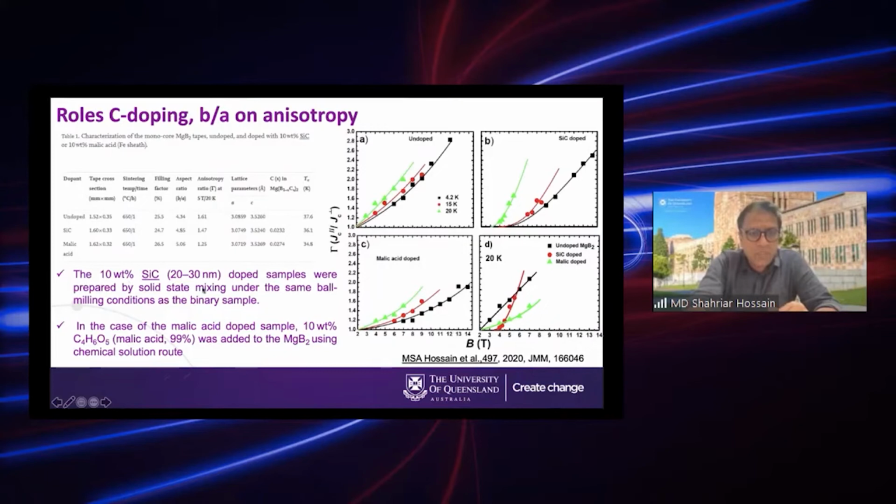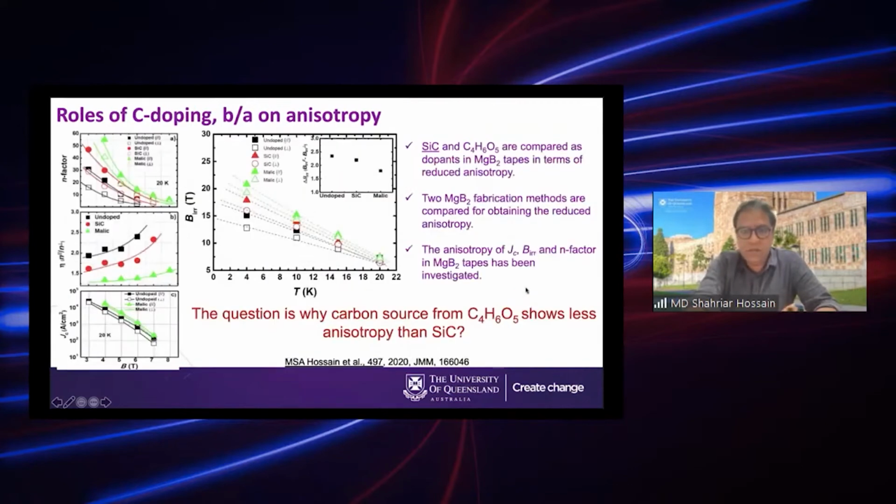Okay, so for the 10 weight percent silicon carbide and malic acid dope, at different temperatures you see the anisotropy actually increased with the field. If you look at the difference, in malic acid the anisotropy is actually lower than the other two, silicon carbide and undoped. So what is the reason?